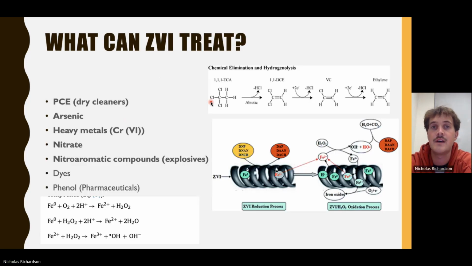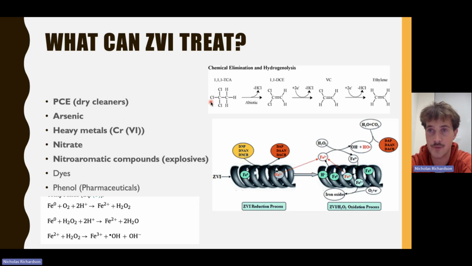So some of those contaminants include polychlorinated ethylenes, which are very commonly found around dry cleaners. And then you have heavy metals such as chromium-6 and arsenic. And those in oxidized forms can be very toxic. But once they are reduced by zero-valent iron, they become not toxic, which is really great.